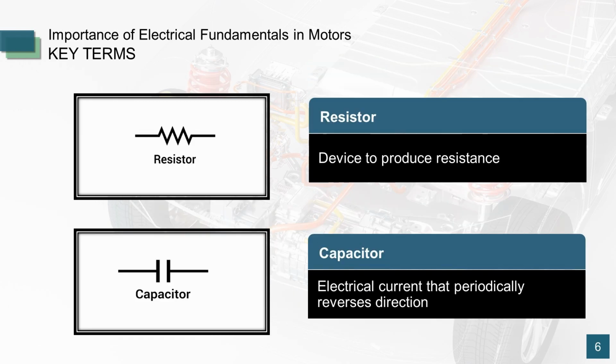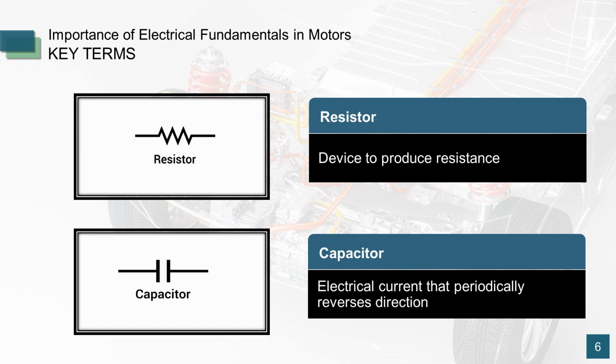Resistor. A resistor is a device designed to produce resistance. Resistors can be used to limit current, divide voltage, or generate heat. Resistors are like tiny speed bumps in an electrical circuit. They intentionally slow down the flow of electric current, electrons. Resistor networks are used in battery management systems to monitor and balance individual battery cells within the battery electric vehicle battery pack.